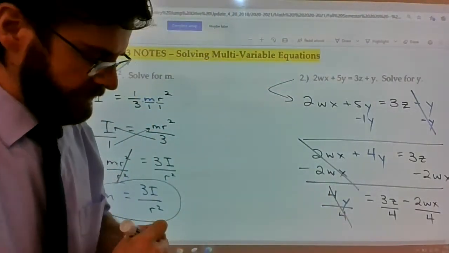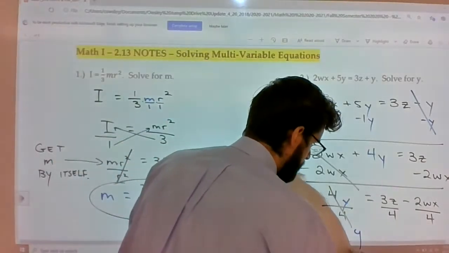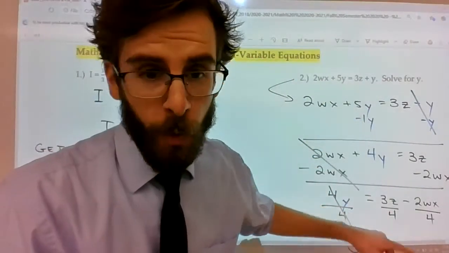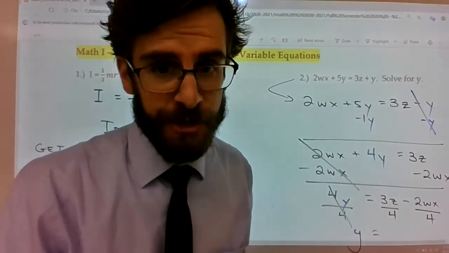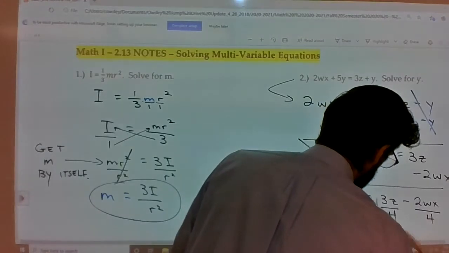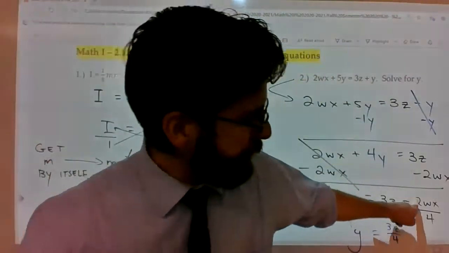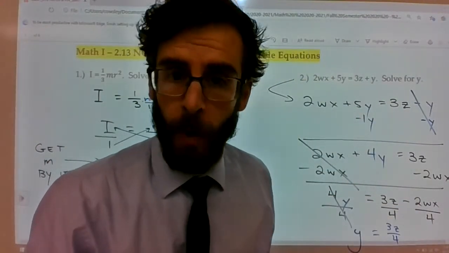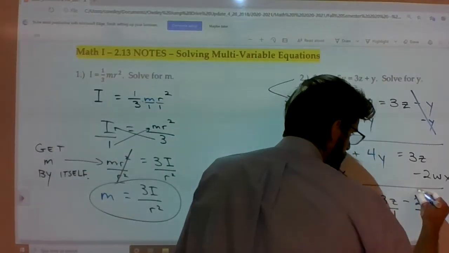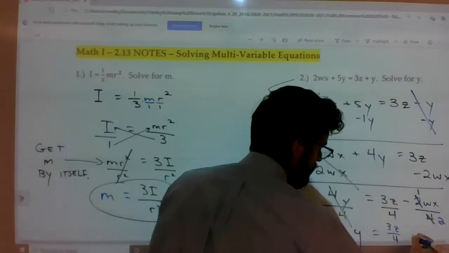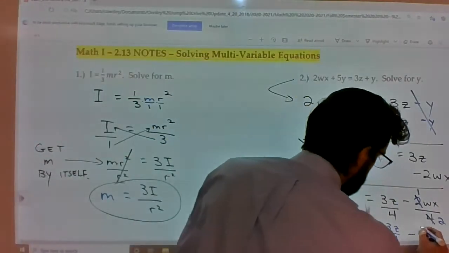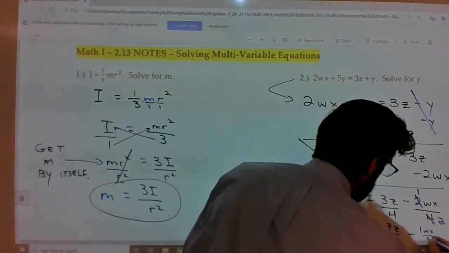Y equals 3 divided by 4 doesn't simplify, so I'm going to leave it as 3z over 4. 2 divided by 4 simplifies to 1/2, so I'm going to simplify that. So it's going to be minus 1wx over 2.